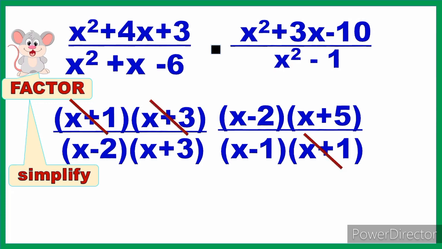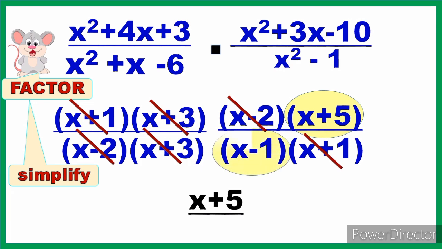Okay, common is x plus 1, cancel. Another common is x plus 3, cancel. And x minus 2, cancel. Okay, so ang natitira sa numerator is x plus 5. Sa denominator ay x minus 1. Therefore, the answer is x plus 5 over x minus 1.